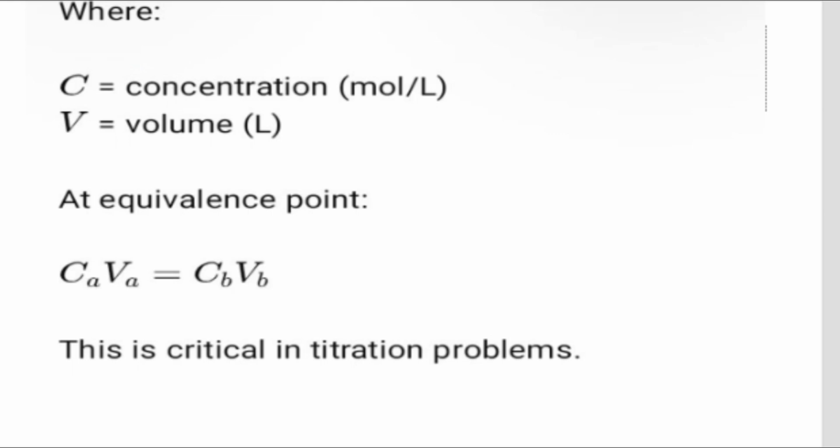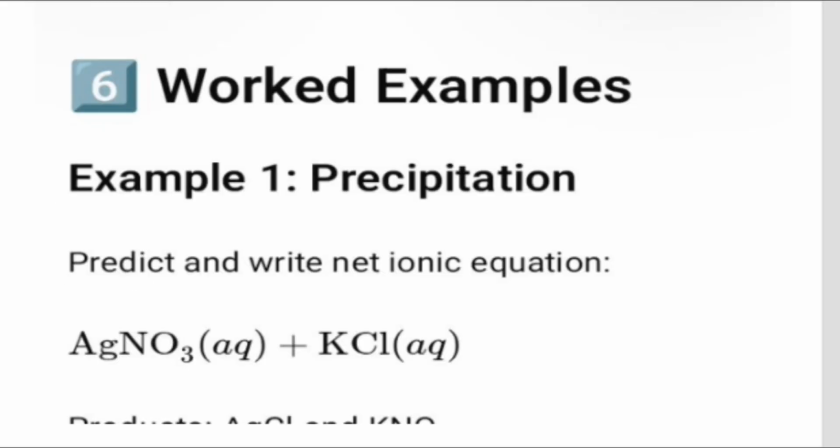Let's go ahead and try to do some examples. So the first example is to predict and write the net ionic equation. We have silver nitrate plus potassium chloride. So let's go ahead and try to do this example, guys. I said the first step is to identify the ions present. So we have silver ions, nitrate ions, potassium ions, and chloride ions. Then the next thing is exchange.